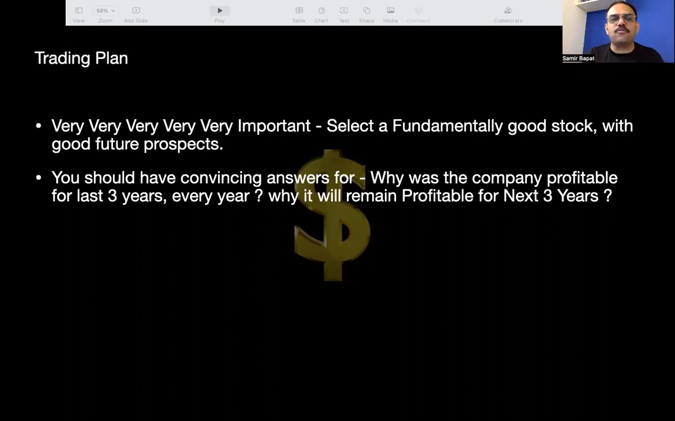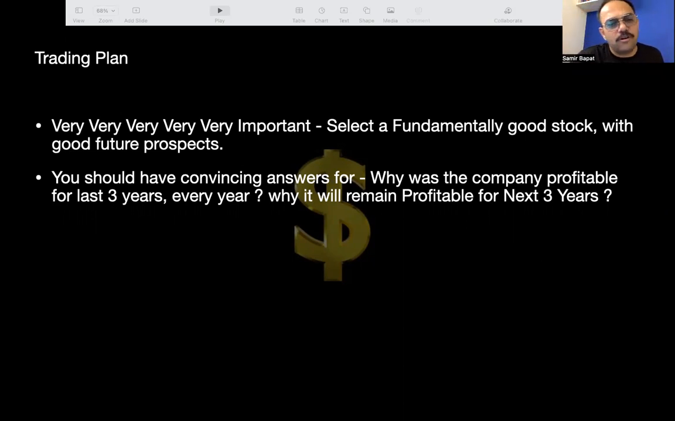Very few people go and investigate that. Because once you understand why this company has made profit year over year for the last 3 years, only then will you be able to understand why it will be profitable for the next 3 years. If you don't know why it was profitable for the last 3 years, you will never understand why it will be profitable for the next 3 years.